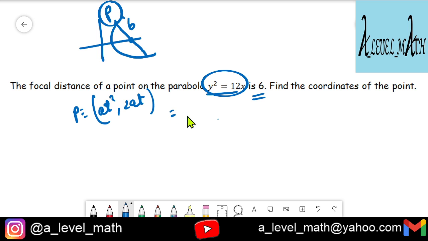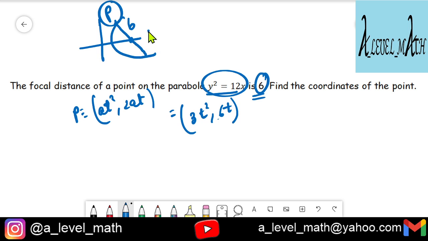So my P becomes (3t square, 2 times 3 times t), which can be written as (3t square, 6t). So this is the point P, but still we are not done. We have to figure out the value of t, and then we can say that okay, my P is this. So let's use this fact that the focal distance is 6 units.